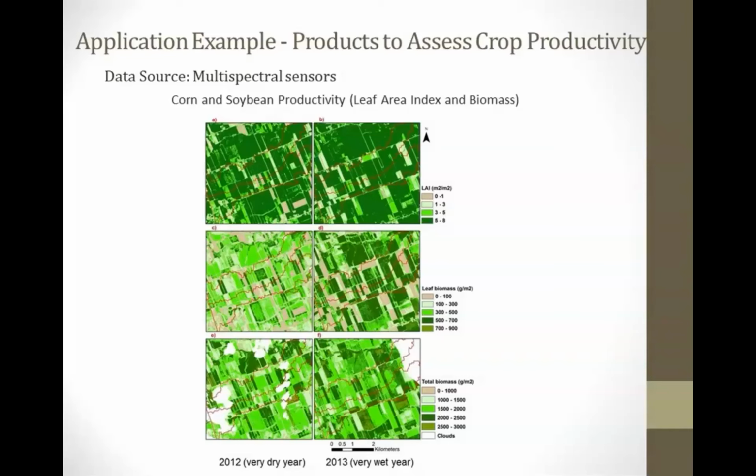On the left, you have a year in 2012 where it was a very dry year for this part of Canada. And on the right-hand side, we have a much wetter year. The top shows you estimates of leaf area index. So this is the amount of leaf cover meter squared by meter squared. We have the biomass of leaves of corn and soybean and the total biomass of the corn and soybean crops. And so you can quickly see from these sensors that we see a big difference, especially in the biomass between this dry year and these darker green fields that show greater levels of biomass. So another example of using that satellite technology to monitor productivity.